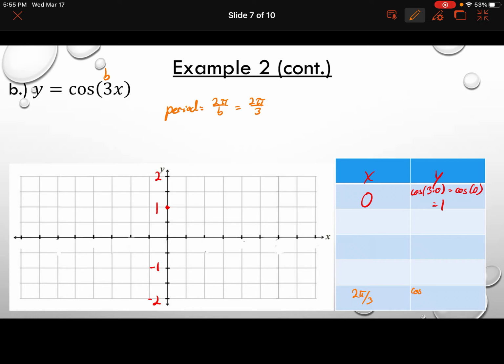So we get cosine of 3 times 2 pi over 3. Those 3's are going to cancel out. So we end up with cosine of 2 pi. So we look up 2 pi in our unit circle, and it ends up being the exact same place as 0. So cosine of 2 pi is going to be 1, because that's the x value at that point. So it looks like we have a point at 2 pi over 3, 1. So once again, I'm going to label 2 pi over 3 as the middle there. Then we have it at 1. So that's another point.